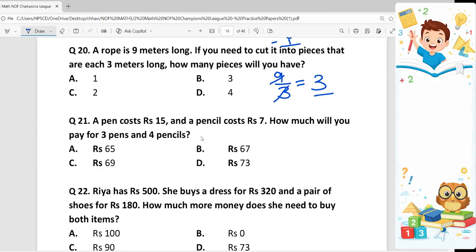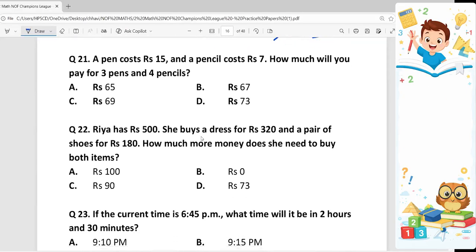3 threes are 9. So we will require 3 pieces, okay, which will be 3 meters long. Each piece will be 3 meters long.